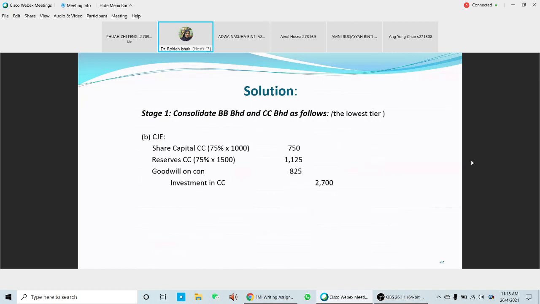Okay, going to prepare the journal entry. The journal entry for the cost of investment, the investments that we have here. We start with the lower tier, so the lower tier here, B to C. Prepare the journal entry, starting with the lower tier. So for B to C: share capital 70%, reserve 70%, goodwill already calculated, and then credit investment, and for the NCI here 20%. This is what you have, the same as what we have previously.